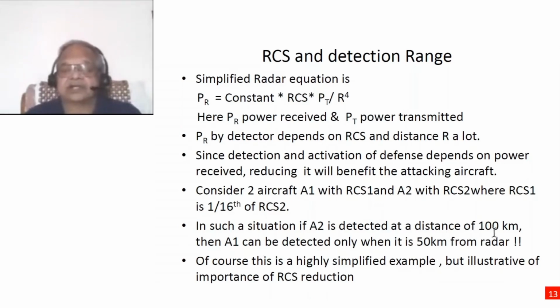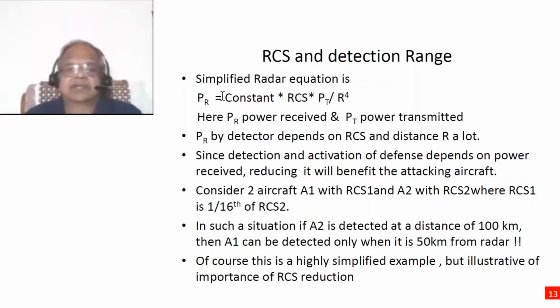Okay, so it can really sneak in much closer to the target before it's detected, only because its radar cross section is 1/16th. You see here the amount of reduction needed in radar cross section is very, very significant. 1/16th RCS reduction is not a small thing. But of course, if you do that, then you can sneak in within 50 kilometers of the radar, and by that time it will be too late for them. So this is a highly simplified example, but illustrative of the importance of RCS reduction.